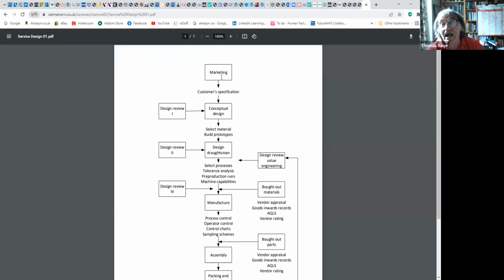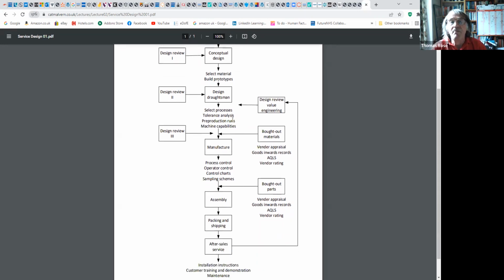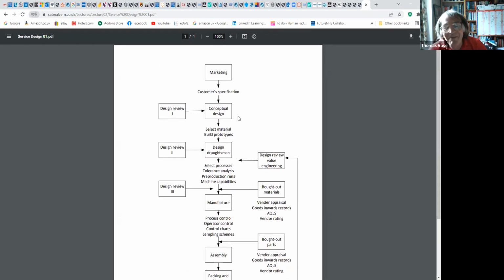You're not going to change that, because to change that costs you money. You only change that when the specification changes, when the CQC say that you need to improve the specification of your service.